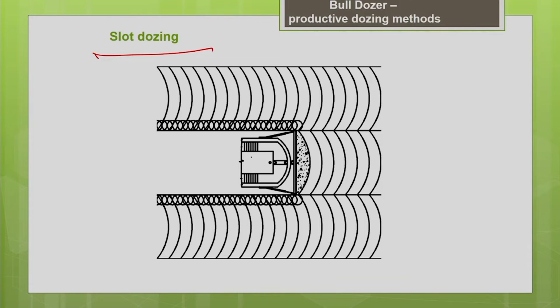Now let us see this picture, which also indicates slot dozing. You can see when the bulldozer is moving through a particular cut, the end spillage is being formed at both ends of the blade. This is the end spillage. After this, when you go through the other passes, this end spillage will act like a wall for the subsequent passes. The end spillage formed during this particular pass will act like a side wall for the subsequent passes. When the bulldozer is passing through this path, this will act like a wall and prevent further spillage.